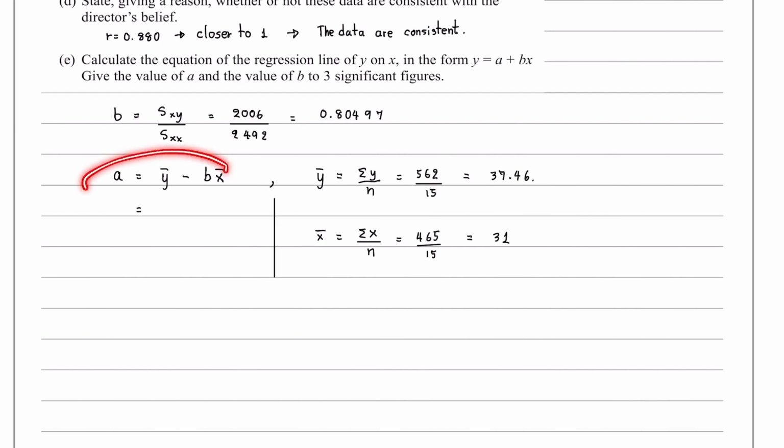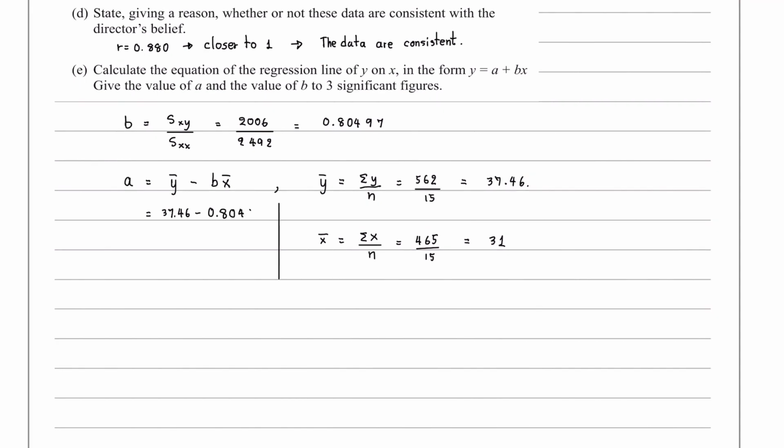Now we put it back into this formula, so this one will be 37.46 minus b, which is 0.80497, and then you multiply by 31, and the answer is 12.5081, which is 12.5.